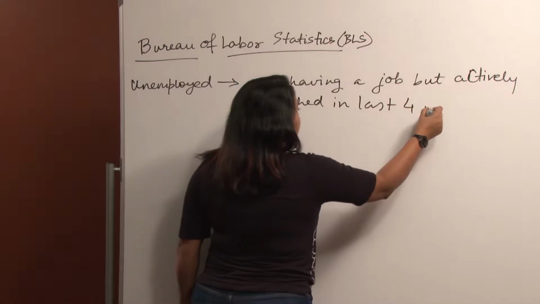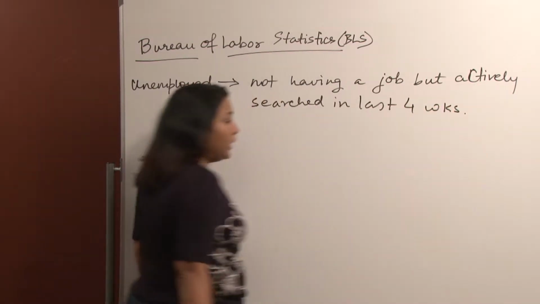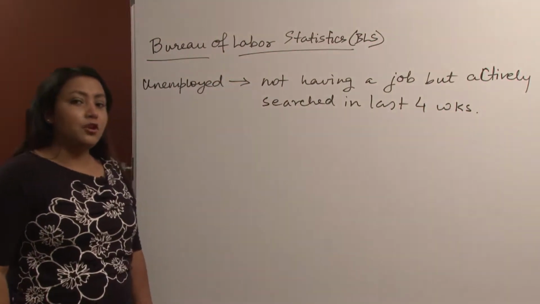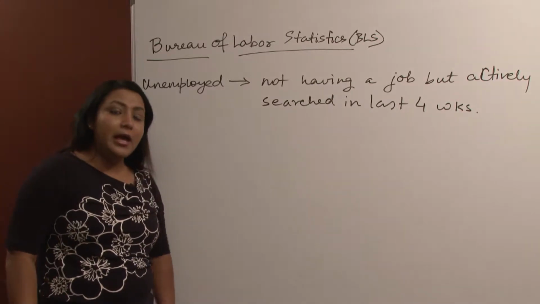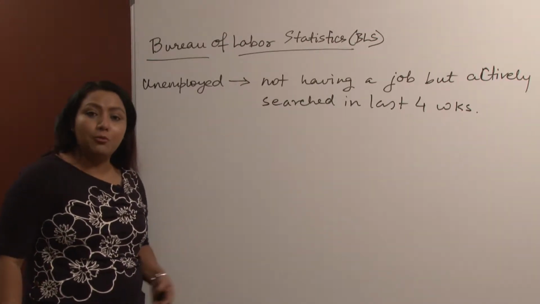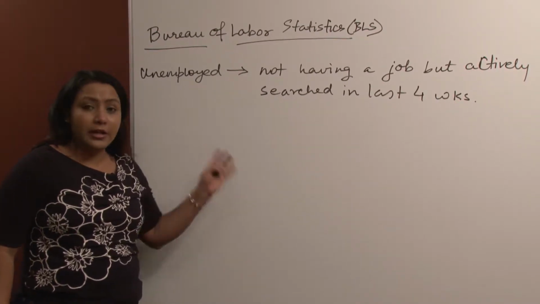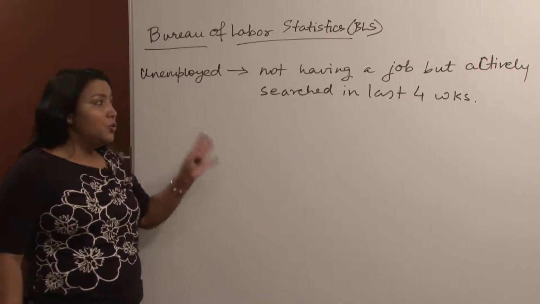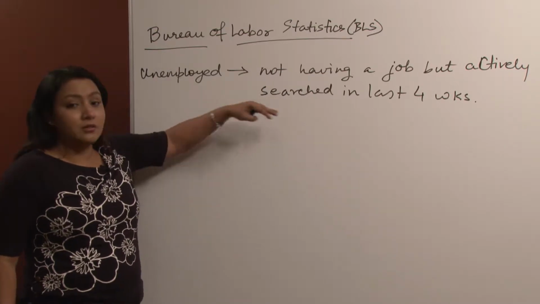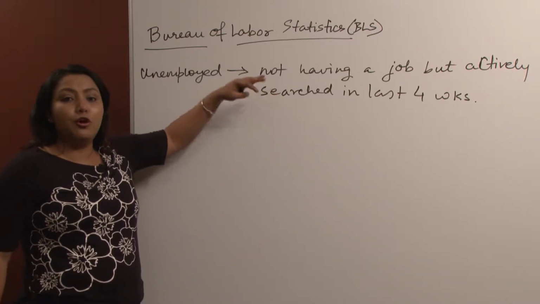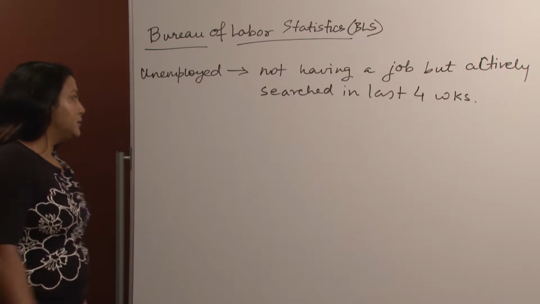in last 4 weeks. And only if you satisfy this definition of unemployment are you eligible for applying for unemployment benefits in United States. Any unemployment insurance or any kind of unemployment benefits, you are eligible to apply for it if you satisfy the formal definition of unemployment given by BLS.